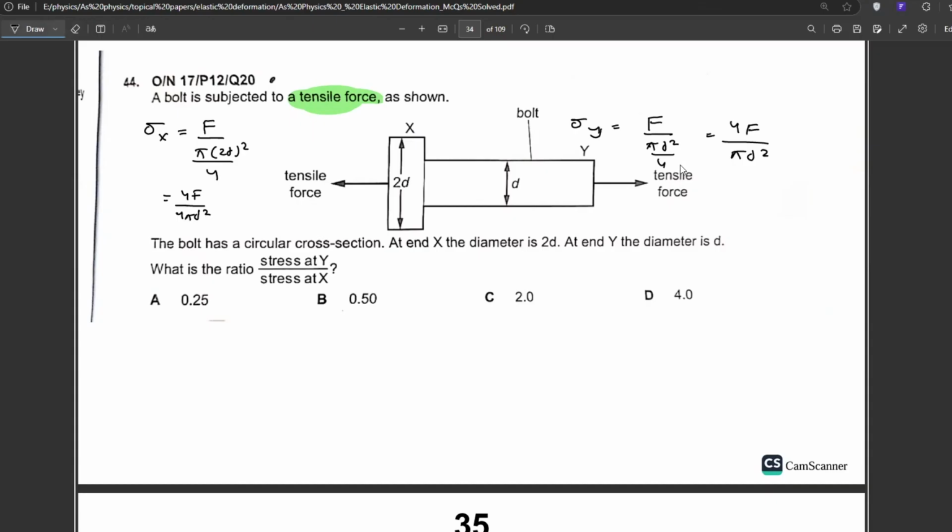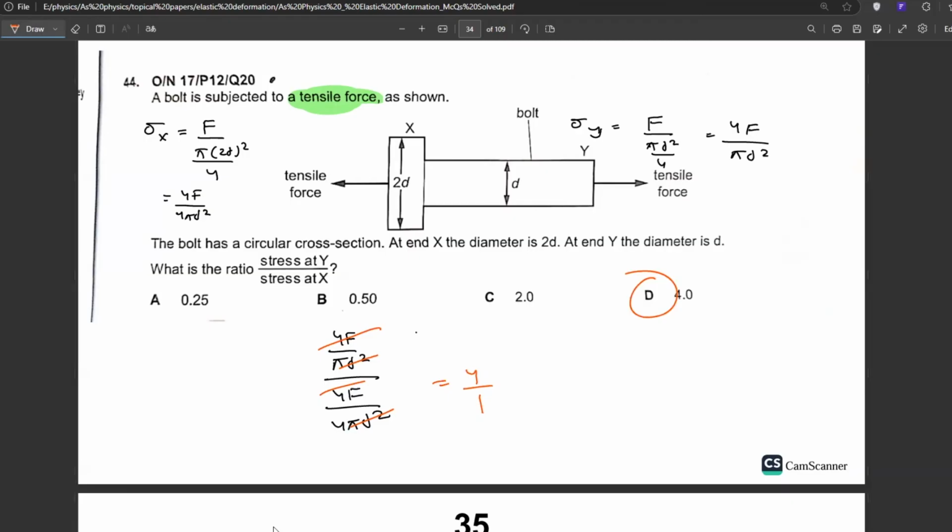We have to calculate the ratio of stress at y divided by the ratio of stress at x. Can we do that? Yes. What is the stress at y? 4F divided by pi d square, divided by 4F divided by 4 pi d square. Perfect. Is anything getting cancelled out? Yes. 4F gets cancelled out. Pi d square gets cancelled out. 4 over 1 is your answer. The answer to 34 is D, and in the marking scheme it is D as well.